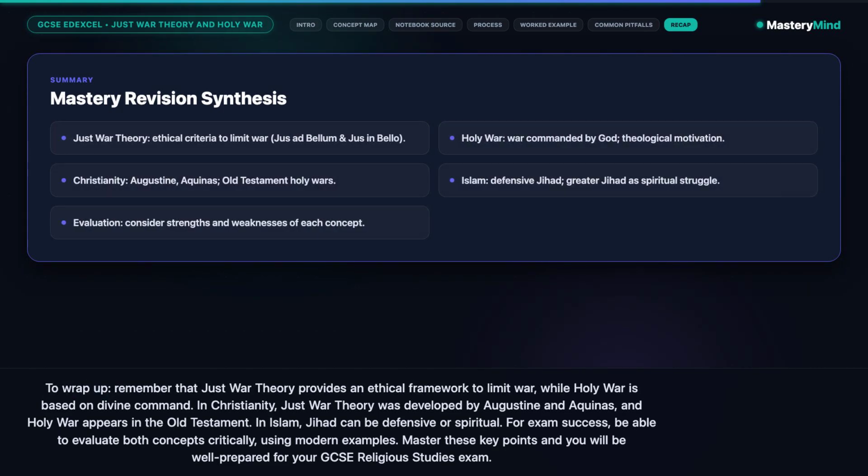To wrap up, remember that just war theory provides an ethical framework to limit war, while holy war is based on divine command. In Christianity, just war theory was developed by Augustine and Aquinas, and holy war appears in the Old Testament. In Islam, jihad can be defensive or spiritual. For exam success, be able to evaluate both concepts critically using modern examples. Master these key points, and you will be well prepared for your GCSE Religious Studies exam.